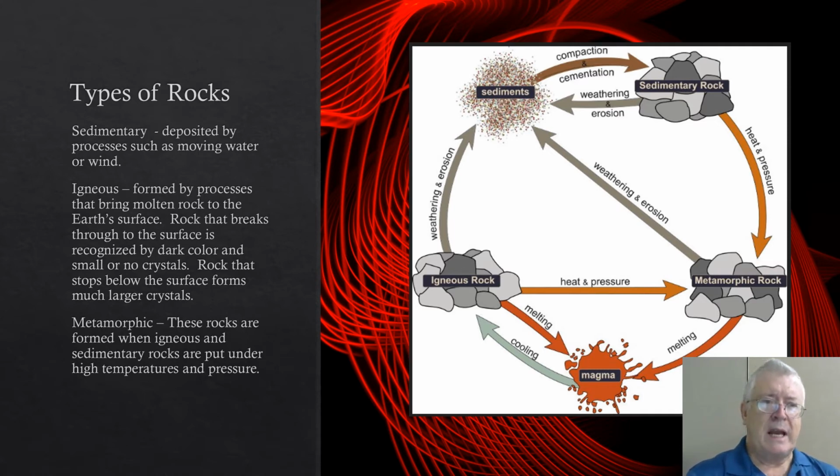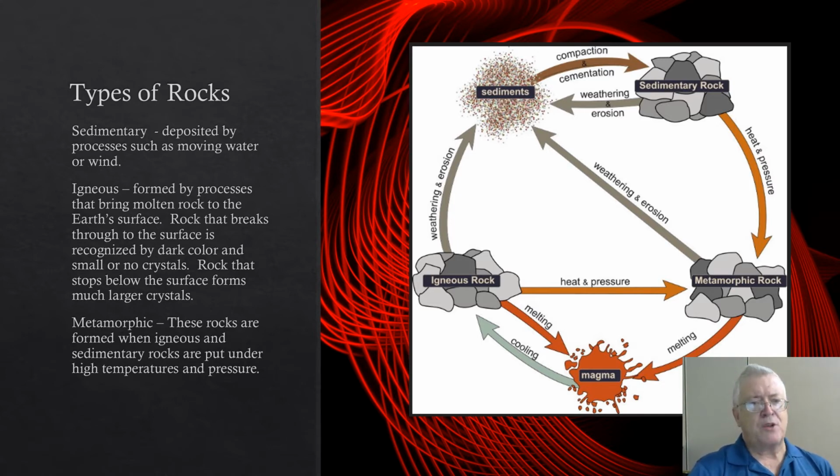Second one is igneous rocks. Igneous rocks are formed by processes that bring molten rock to the Earth's surface. And we see that with volcanoes and such.